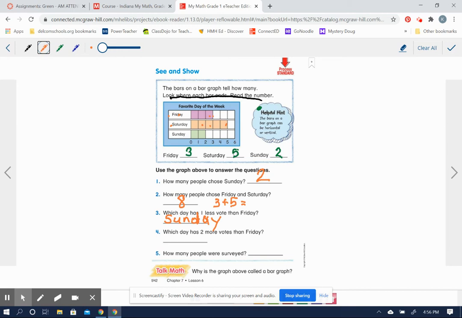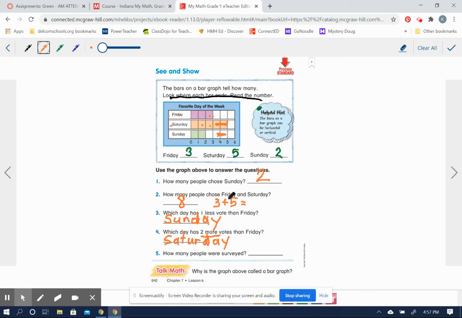And question number 4 says, which day has 2 more votes than Friday? So we're looking for the one that has 2 more votes than Friday. Well, again, Friday is the purple or pink. And which one has 2 more? Does Saturday have 2 more? Or does Sunday have 2 more? Yeah, there's nothing in here, right, on Sunday. So the answer is Saturday. Saturday. Oh, that didn't look good there.